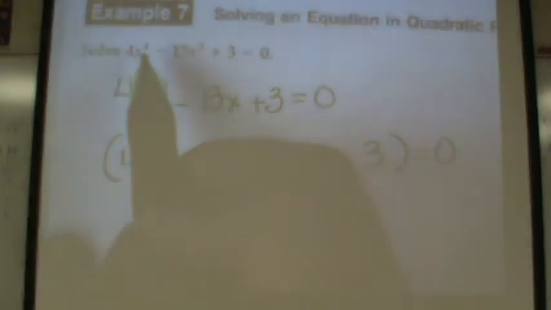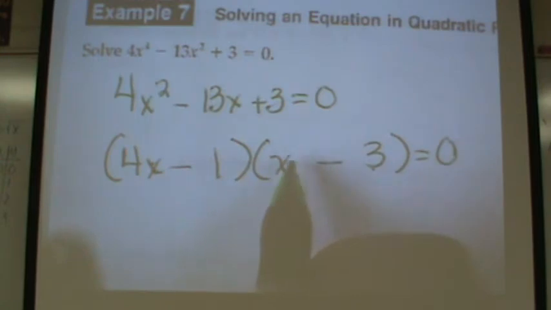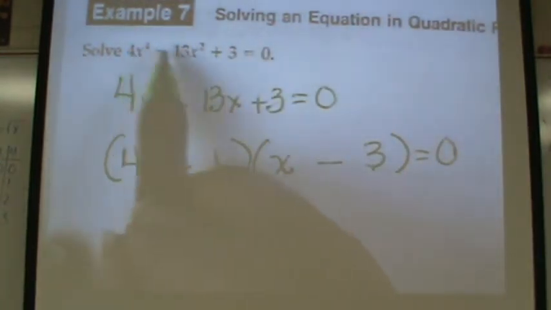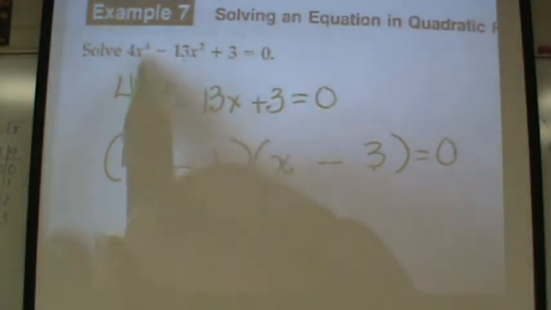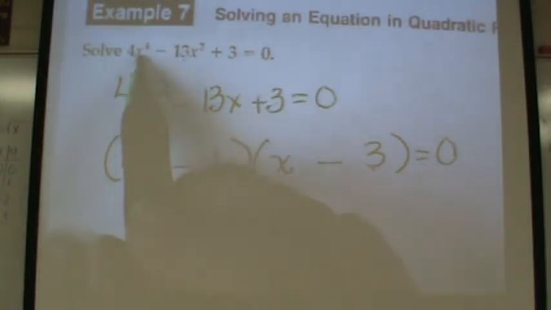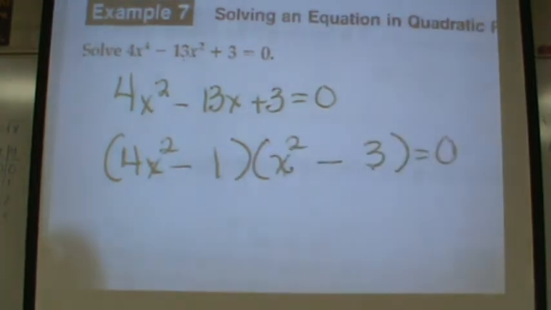But go to the original problem. How can we make this times this an x to the 4? The numbers are all there. The 4, the negative 13, and the 3 were. But we're missing x to the 4. How can we make these two, when we multiply them, be x to the 4? Square. Yep, and that's it. That's the ticket to doing those.